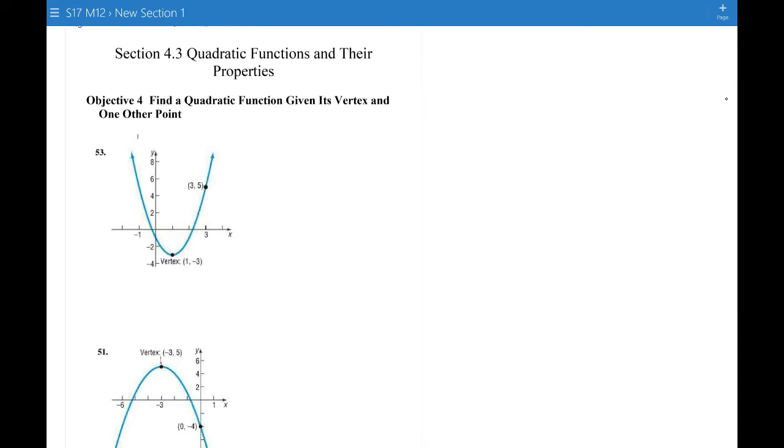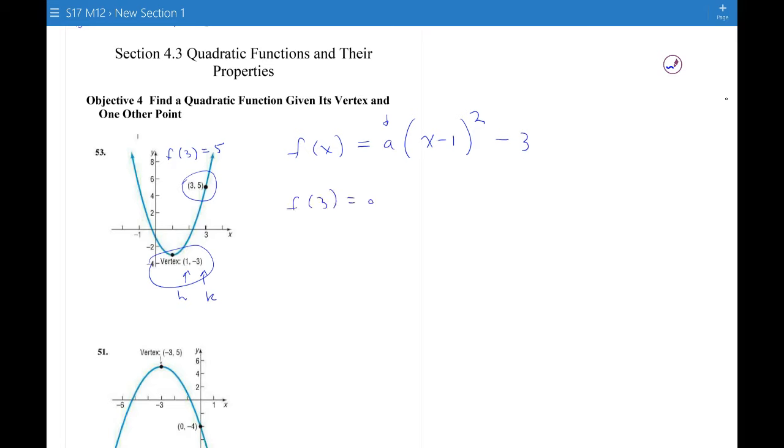Okay, so here we have find a quadratic function given its vertex and one other point. So here's the vertex. So far we can write f of x equals a times x minus 1 quantity squared minus 3, because we know the h and the k. The only thing we don't know is the a, but we're given one other point. So this point says that f of 3 equals 5. So I'm going to say f of 3 equals a times 3 minus 1 quantity squared minus 3, and that has to equal 5.